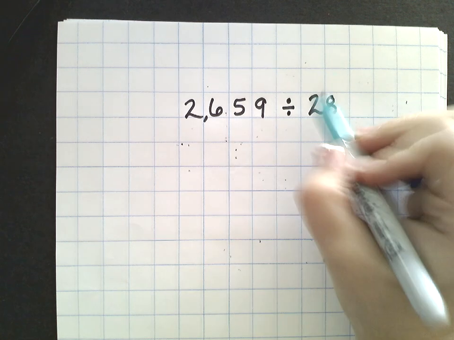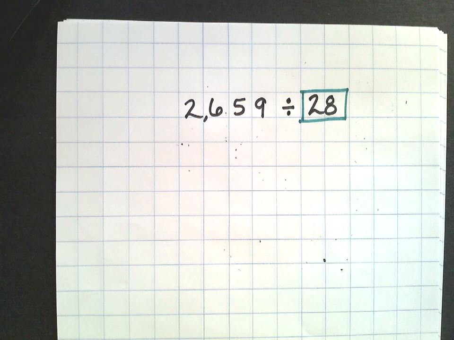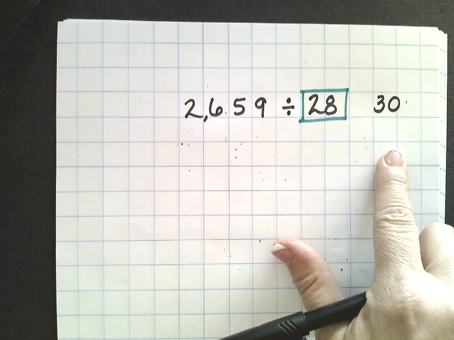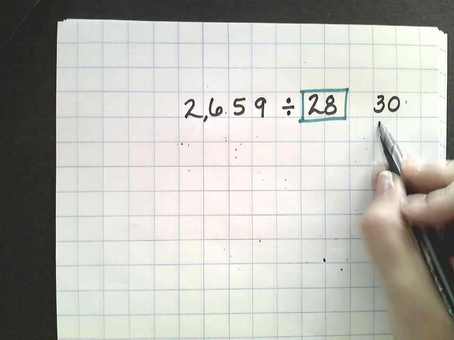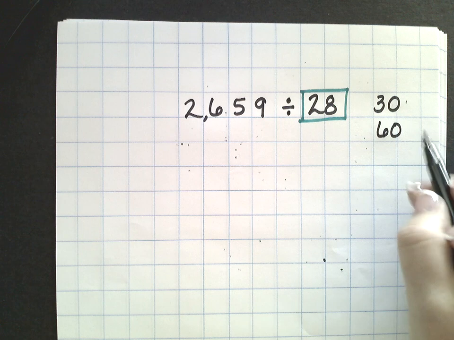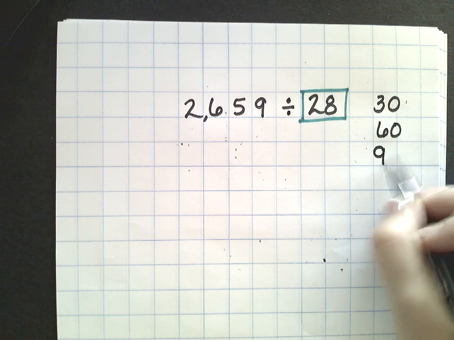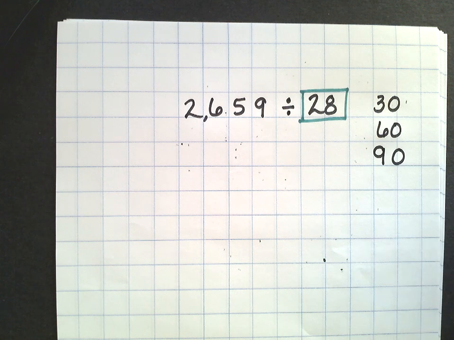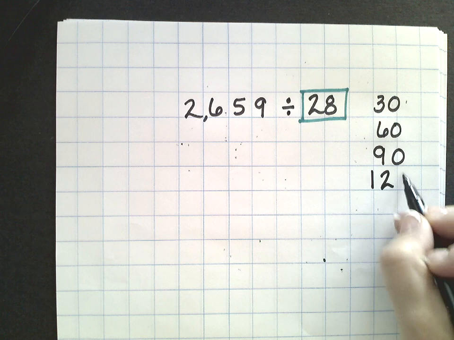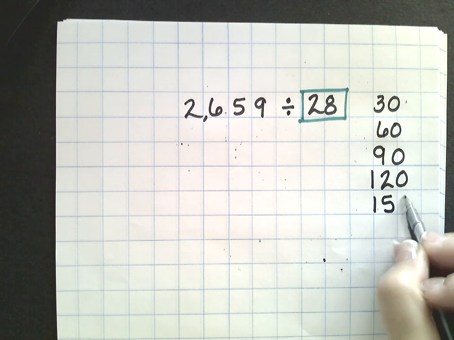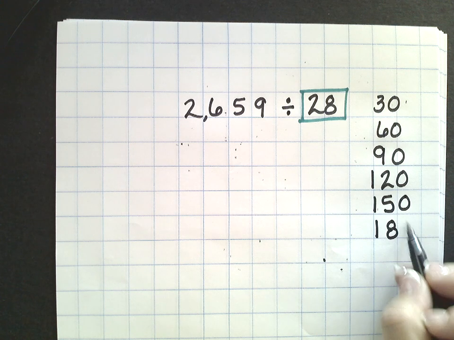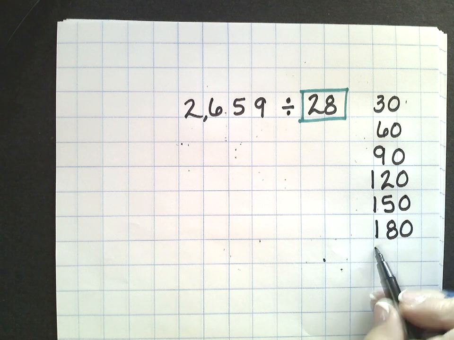So we know our very first step is we're going to take that divisor and round it. So 28, it can round to 20 or it can round to 30. I would go ahead and round it to 30. We're going to list out our multiples: 30, 60, 90. Please list them out with me. Let's go. I'm not hearing you. 120, 150, 180.